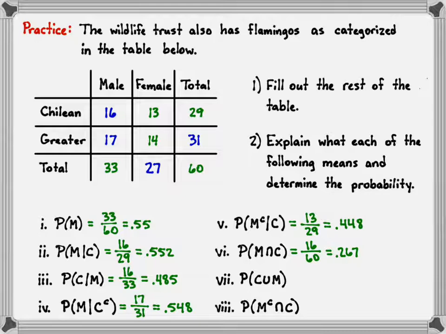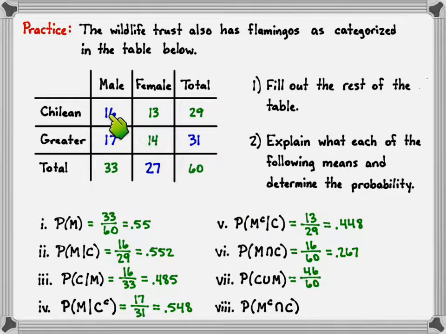Number 7, what's the probability of Chilean or male? Well, again, the sample space is 60 because it's the total. Is this Chilean or male? Yes, it is, because it's both. Is this Chilean or male? Yes, it is. It's Chilean. Is this Chilean or male? Yes, it is. It's male. Is this Chilean or male? No, it's not. It's neither. So our event space would be 16 plus 13 plus 17, which is 46.